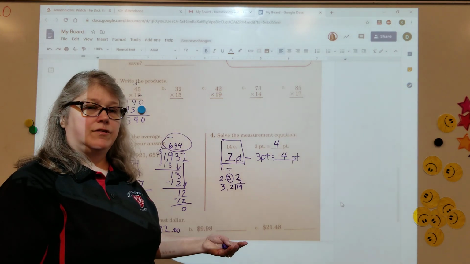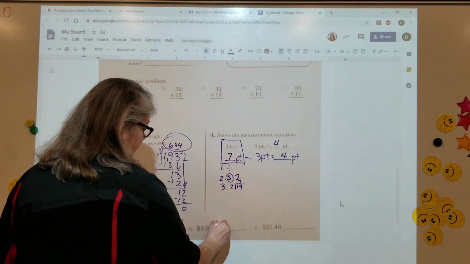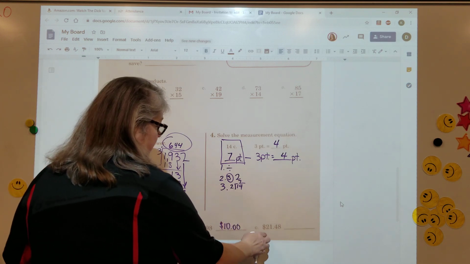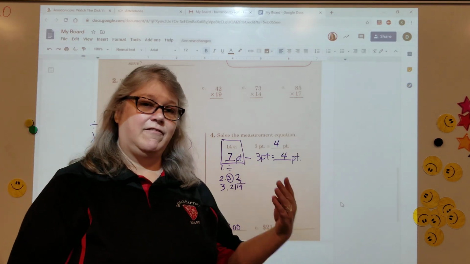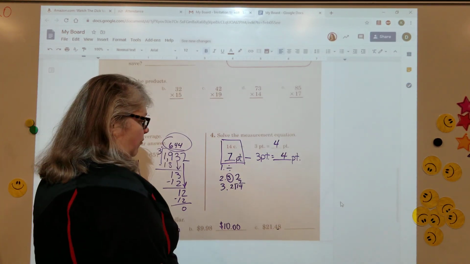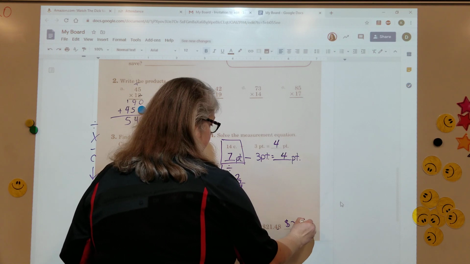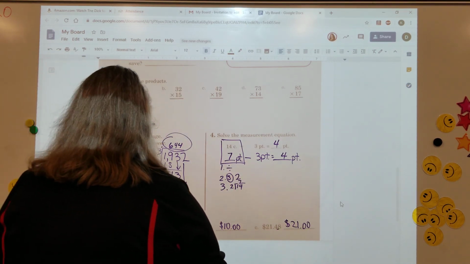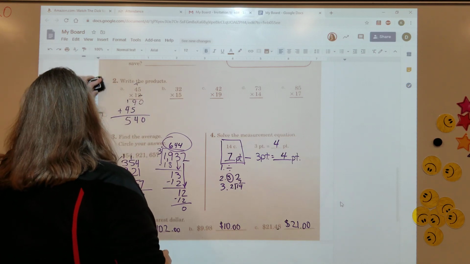$9.98 is closer to $10 because we have that 9 right there. What about $21.48? Look at your cents, 48 cents. Is that at least halfway? Is it 50 cents or higher? No, it's not. So you're going to drop that 48 cents and put zeros there. So $21 even. Okay. These I'm not going to work for you. You're going to work them and look at your answers on the page that's listed for you.